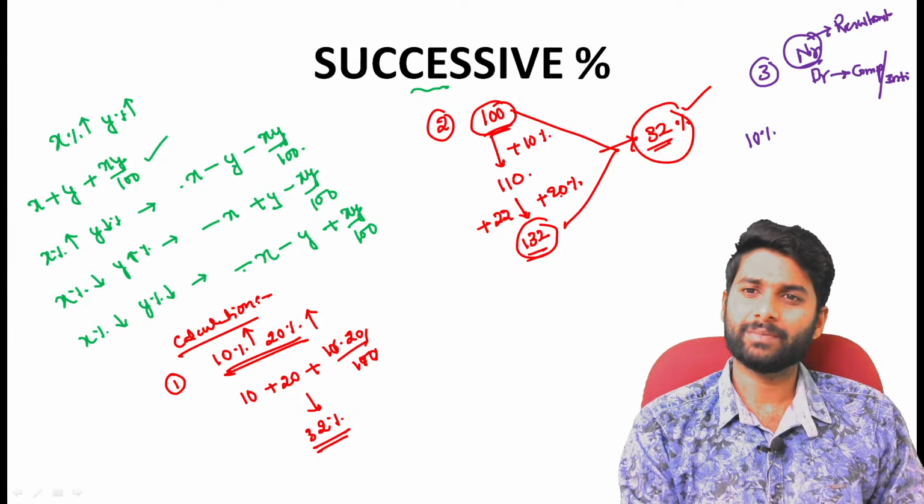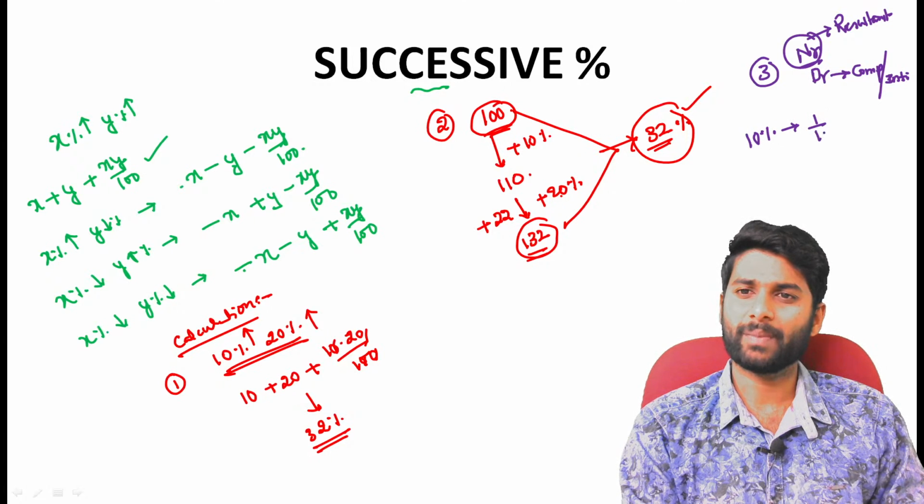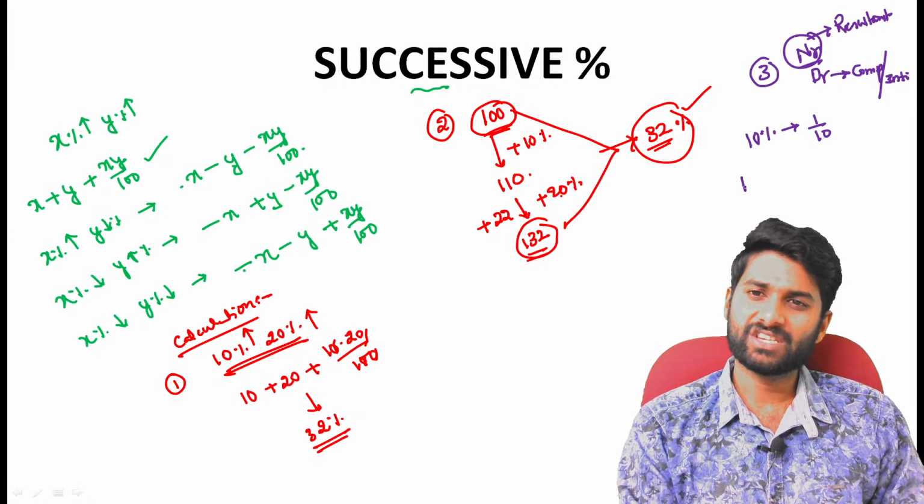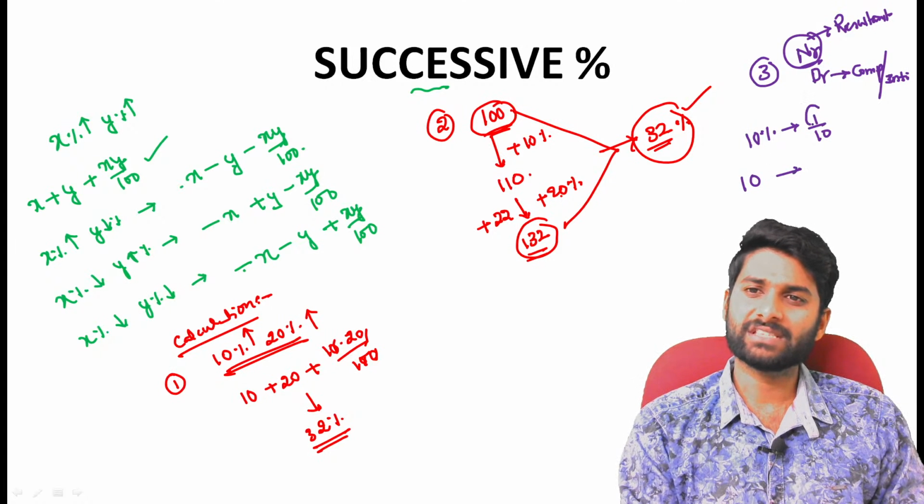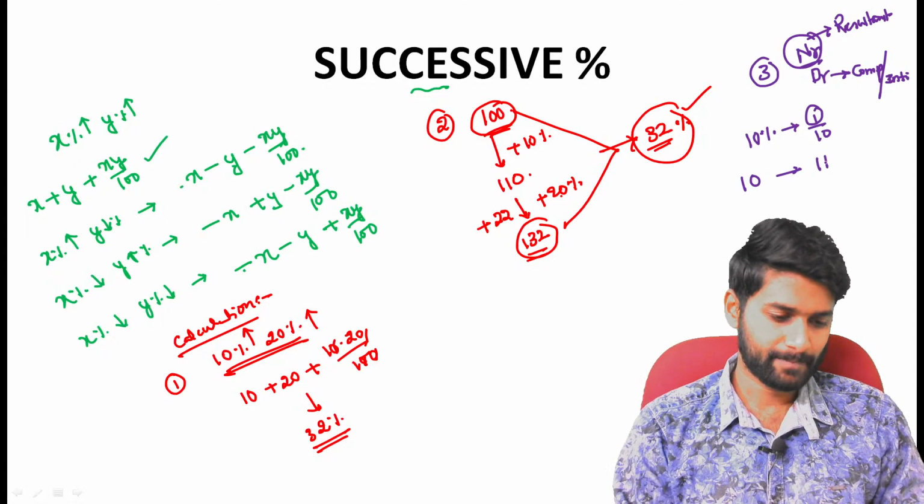First year they said 10%. 10% you can write as 1 by 10. What is the meaning of 1 by 10? Initially we have 10 units. Now it increases by 1 unit. Now the value becomes 11.